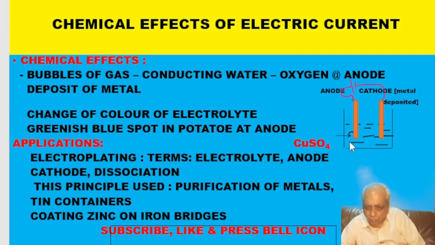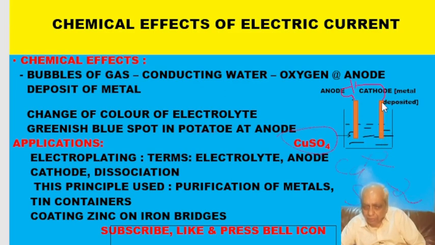As I told you, here the electrolyte is copper sulfate. Copper sulfate is made of two ions, copper ion and sulfate ion. Copper ions are positive, metal ions are always positive. Copper ion is +2 and sulfate ion is -2. So my positive ion will move towards the cathode. So I will get copper ions at the cathode.